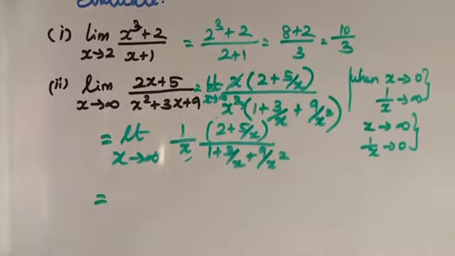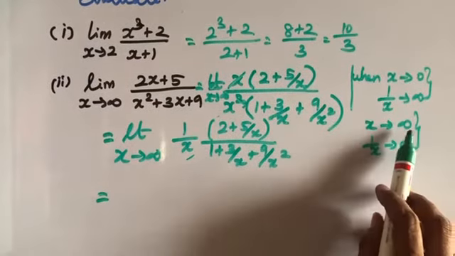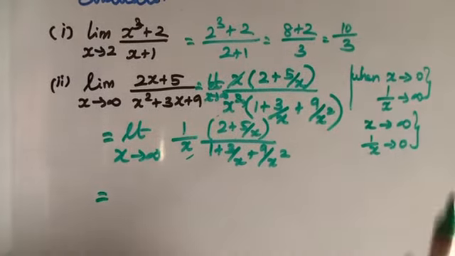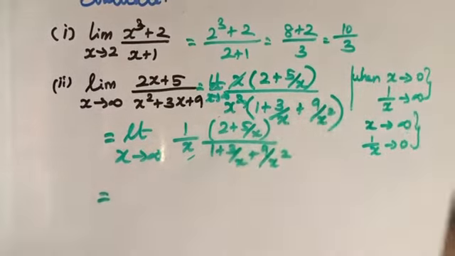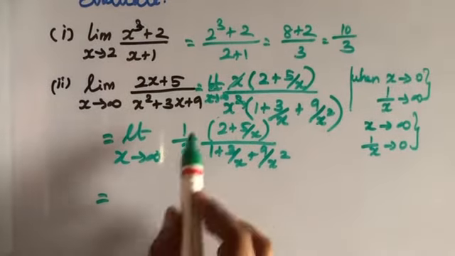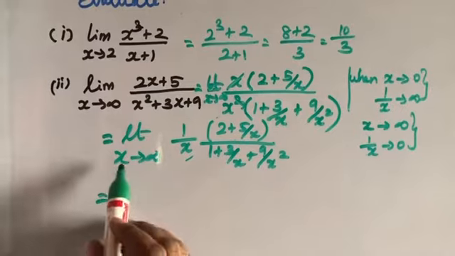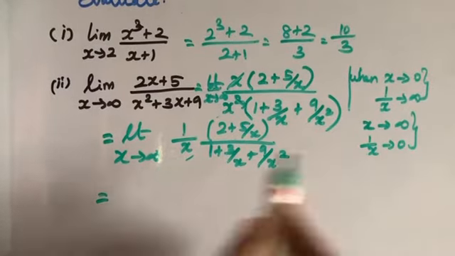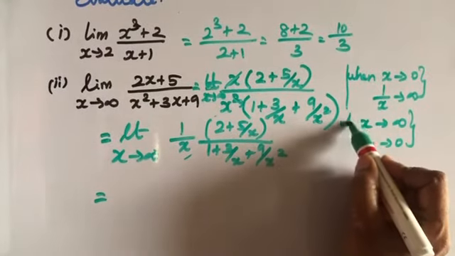These two are very important results. When x tends to infinity, 1 by x tends to 0. When x tends to 0, 1 by x tends to infinity. Here we have 1 by x. So, when x tends to infinity, 1 by x tends to 0.